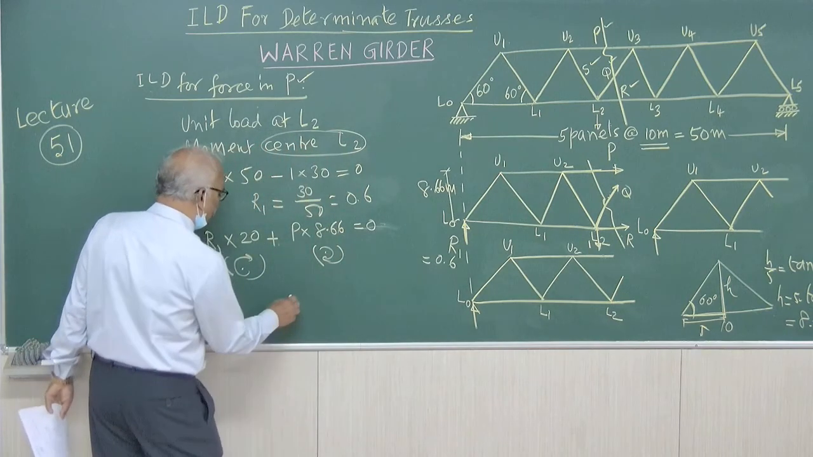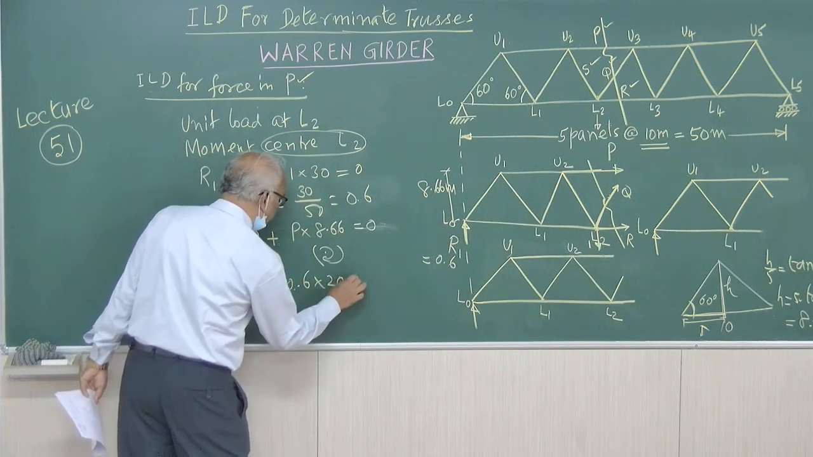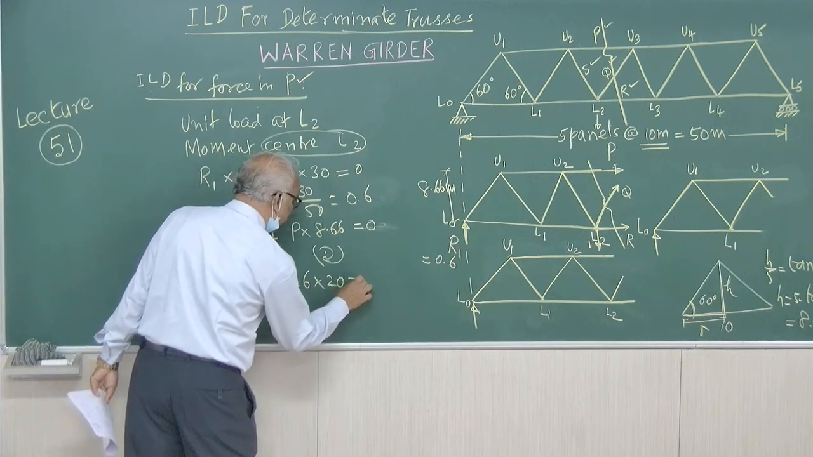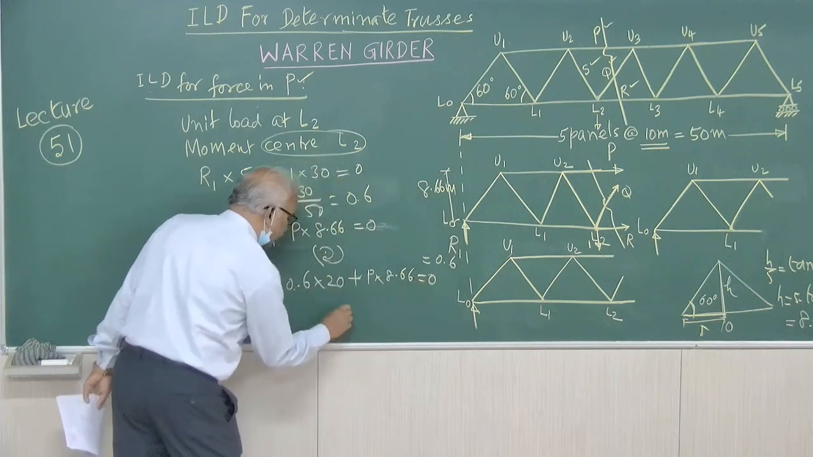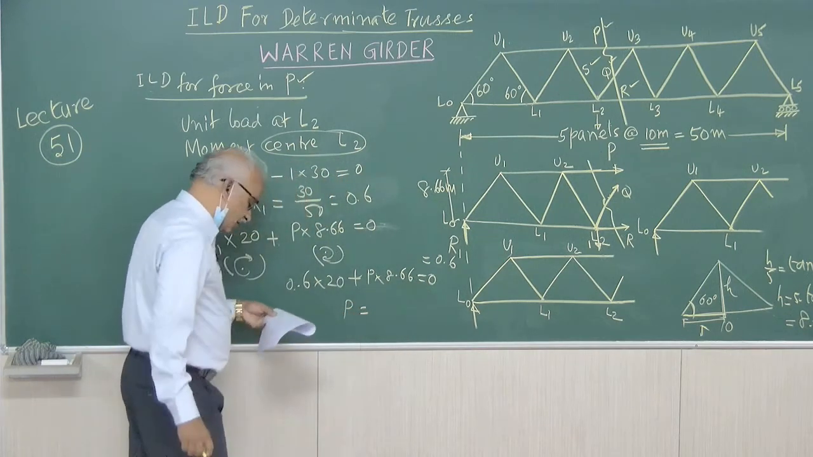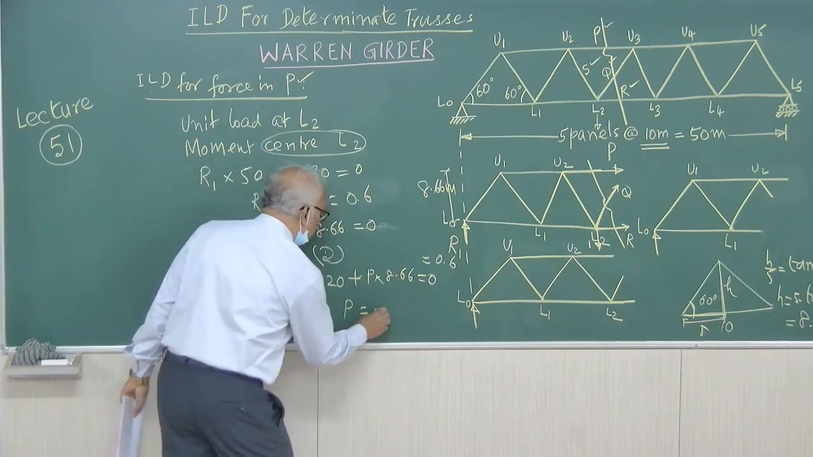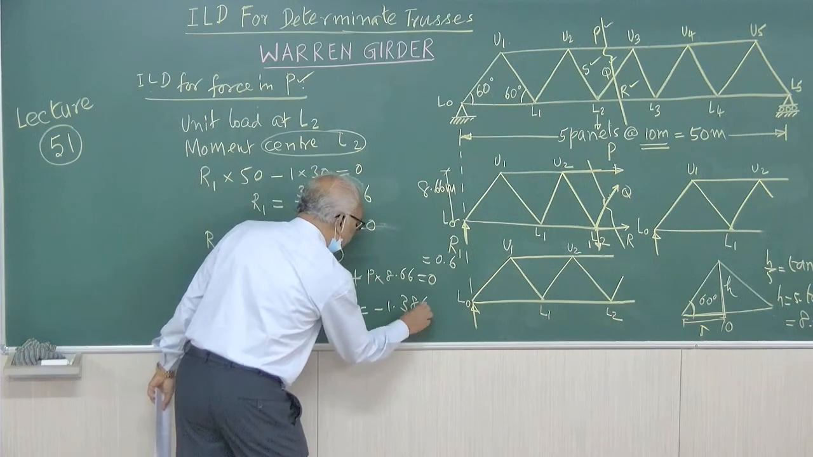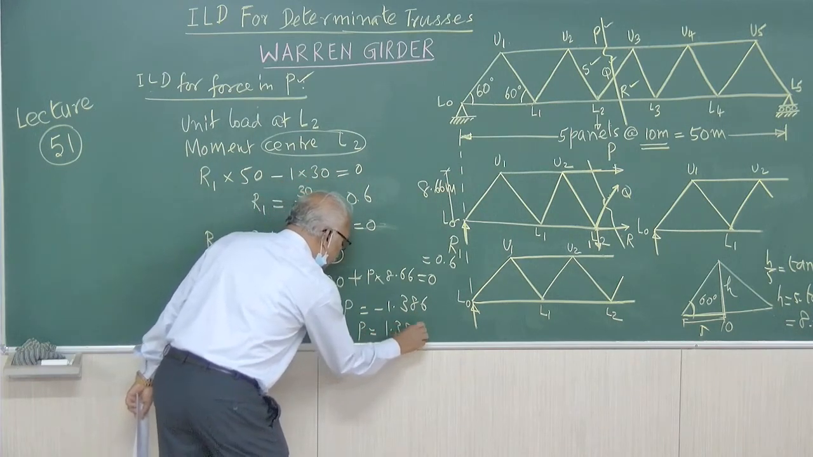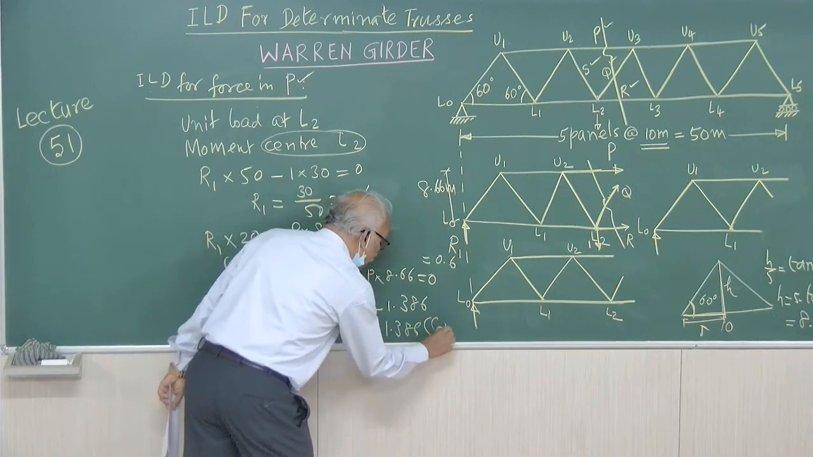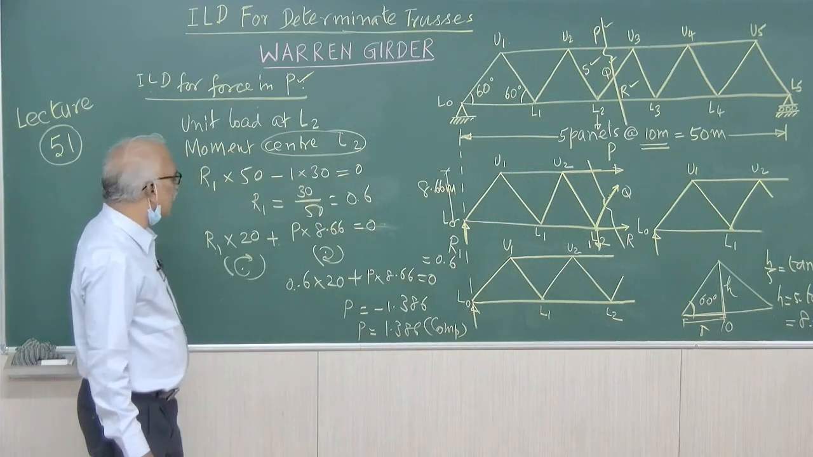Therefore, 0.6 into 20 plus P into 8.66 equal to 0. That will give P equal to minus 1.386, or P equal to 1.386 compression. The member P is under compression.